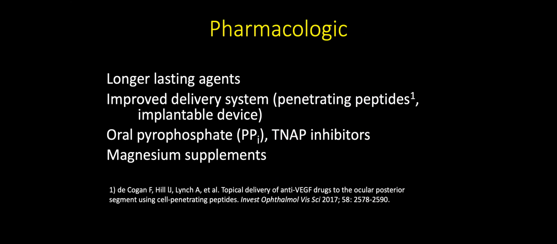Oral pyrophosphate, which has been spoken about this morning, a potent mineralization inhibitor, appears to be safe and well tolerated and may reduce ectopic mineralization. Alternate ways to increase circulating pyrophosphate, either by exercise, which releases pyrophosphate from erythrocytes, or tissue nonspecific alkaline phosphatase inhibitors, are potential treatments. Magnesium supplements need further study in a larger trial.